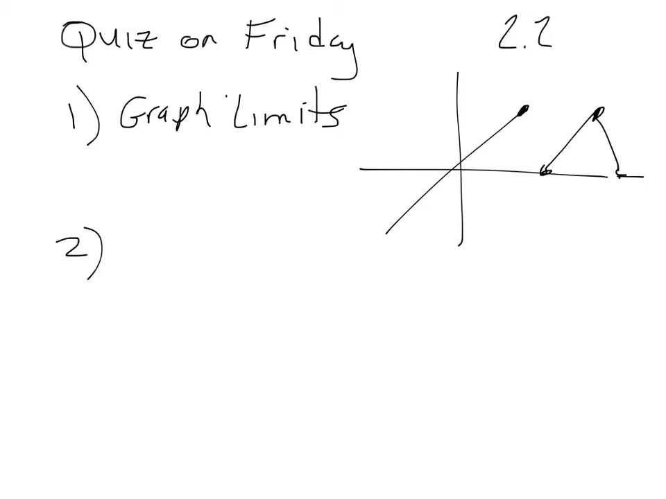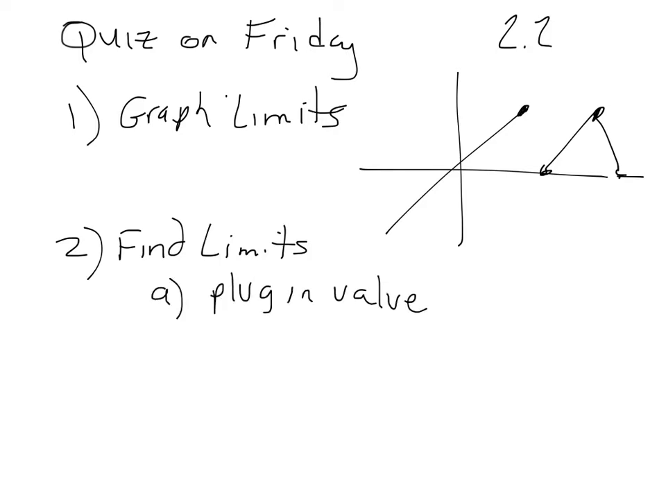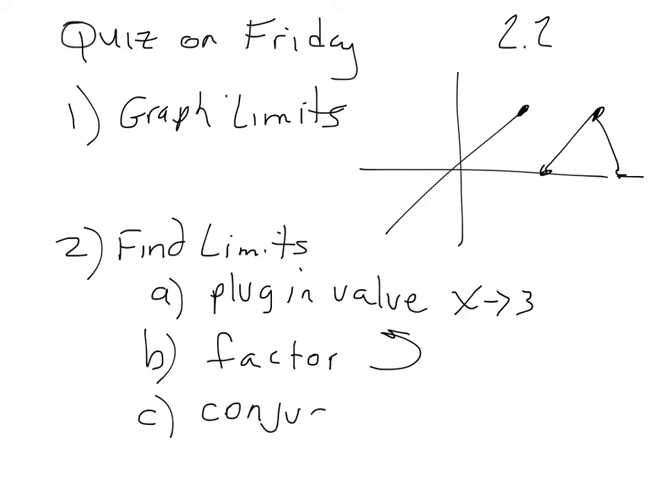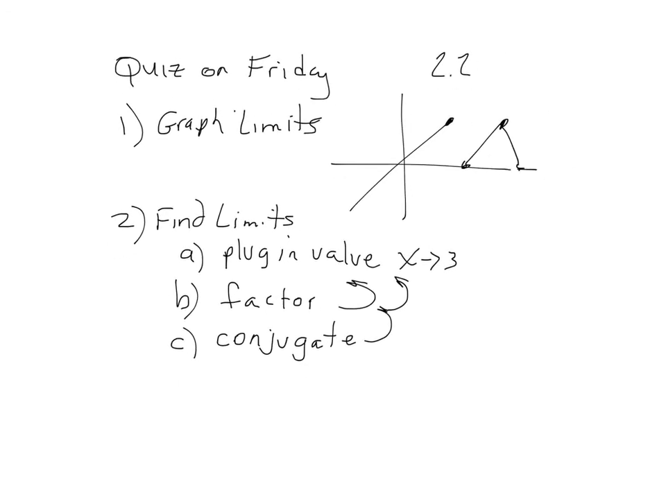The second thing I'm going to ask you to do is find limits. And remember, we said right now we only know 3 ways to do that. Plug in the value. In other words, as x goes to 3, plug in 3. If you can't do that because you end up dividing by 0, what did we do? We said, well, let's factor. See if we can factor, cancel things out, and then plug in the value. And then the last example we did was with the conjugate. So you will have one of each, which always kind of goes back to you end up doing those same 3 steps.